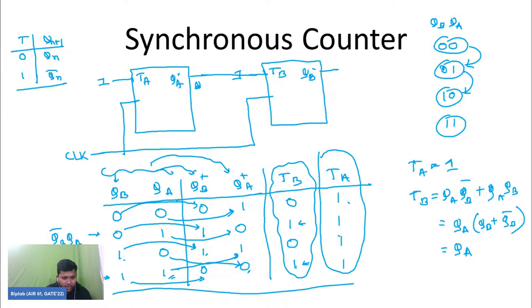And it is not mandatory that you give only this sequence, 00, 01, 10, 11, which is a counter type. You can do any random sequence. You can build a counter even for 0, then 2, then 1, then 3, using a synchronous counter. You just, the expression will change. Okay, so I think this is clear.